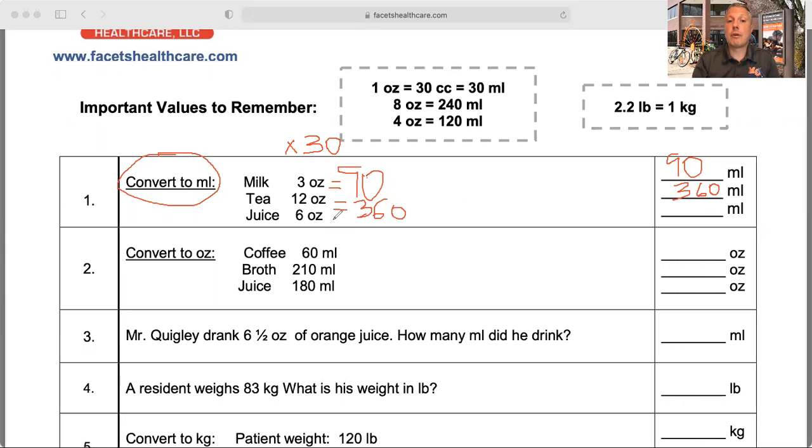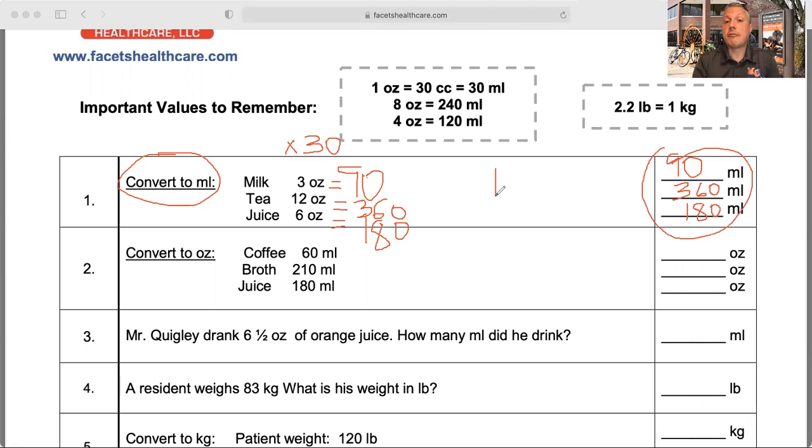And then for the 6 ounces, we're going to multiply, same thing, the 6 times 30. That is going to give us 180 mLs. And then we're going to put the 180 on the right side. So everything was in ounces. We multiplied by 30. We converted everything in mLs. And then now we have our whole group in here.